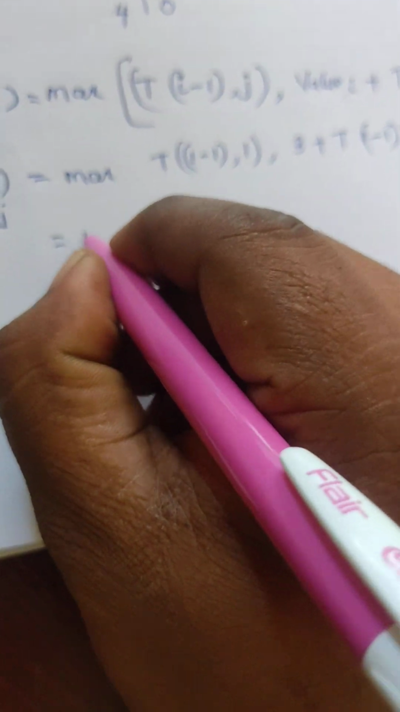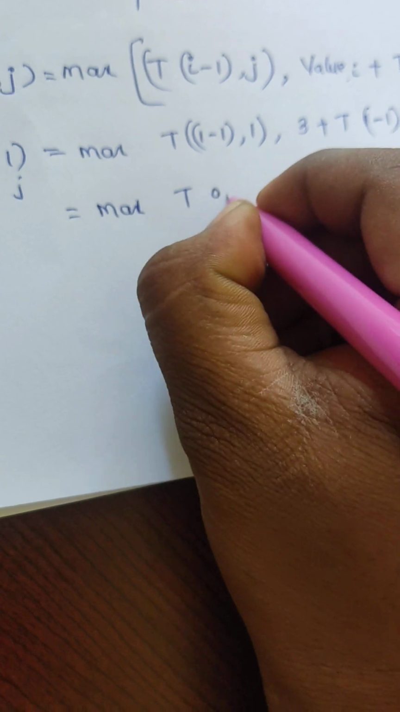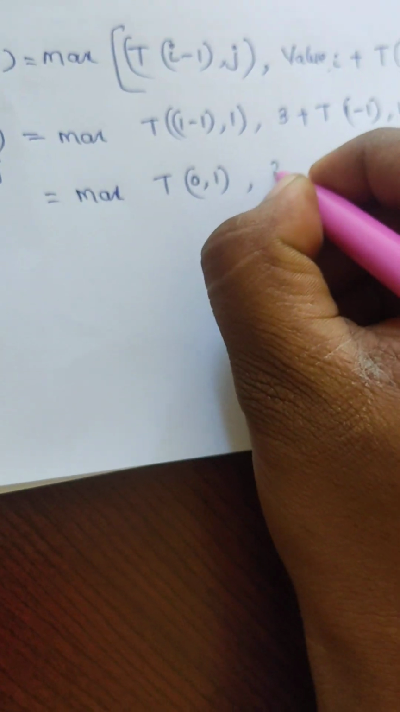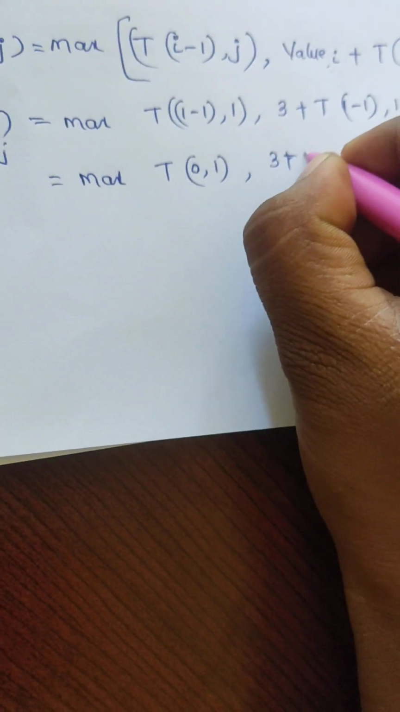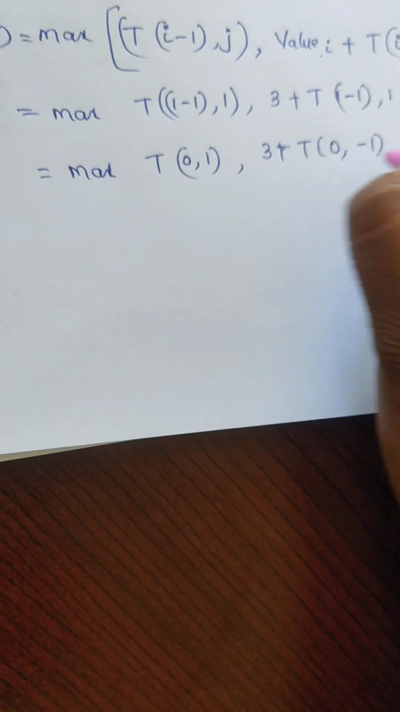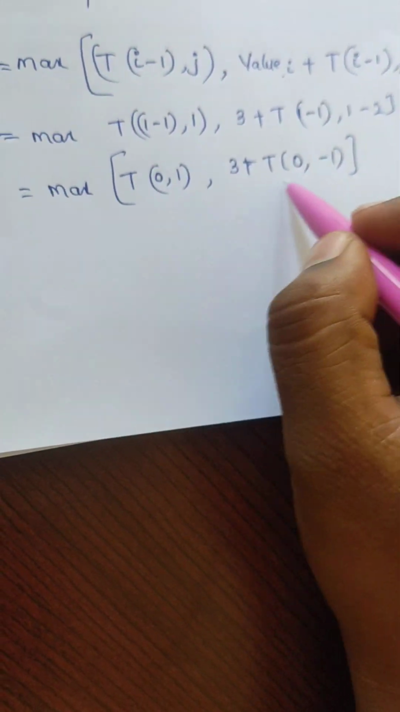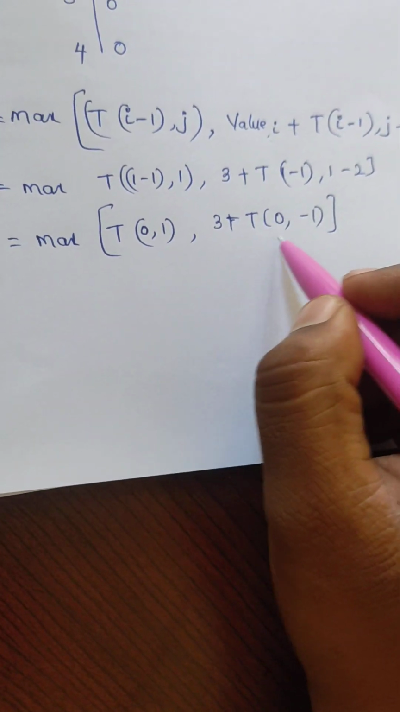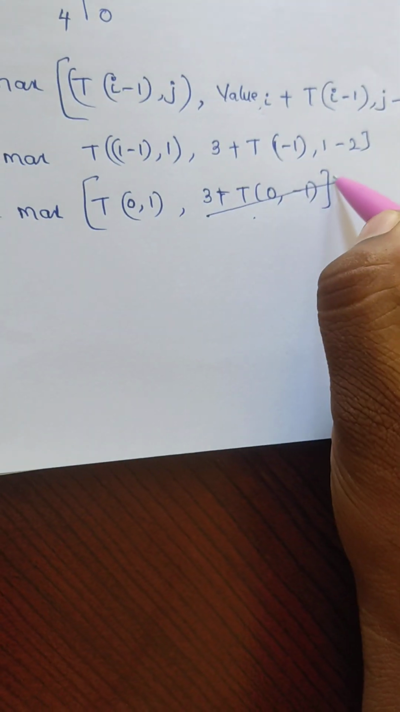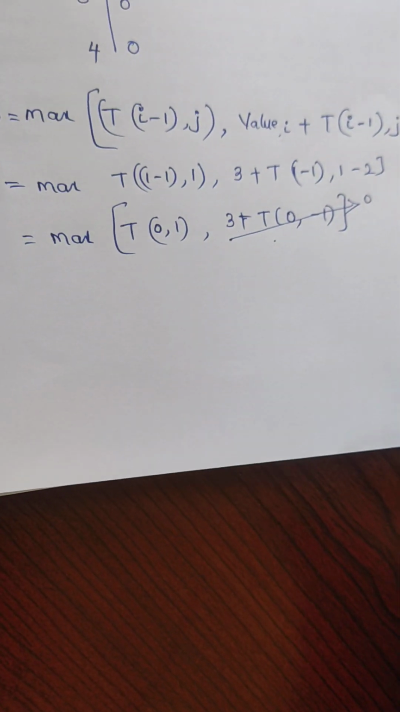So the max of t of 1 minus 1 is nothing but 0 comma 1 plus 3 plus 2 of 0 comma 1 minus 2, which is nothing but minus 1. So when you observe these representations, we never have any kind of negative values. So that's why we simply consider this to be equal to 0 or some infinity like this.